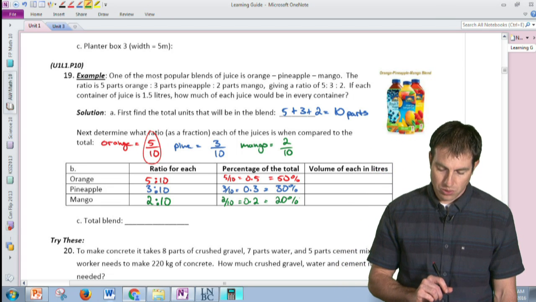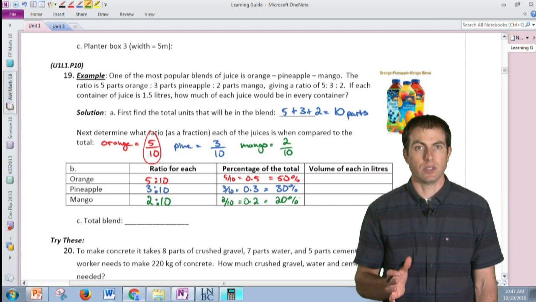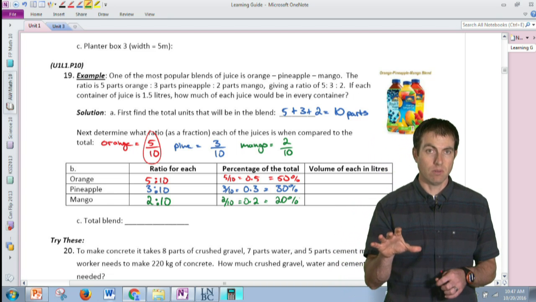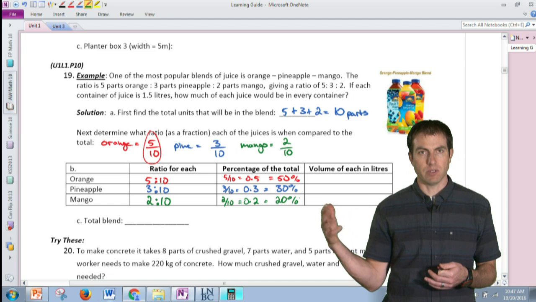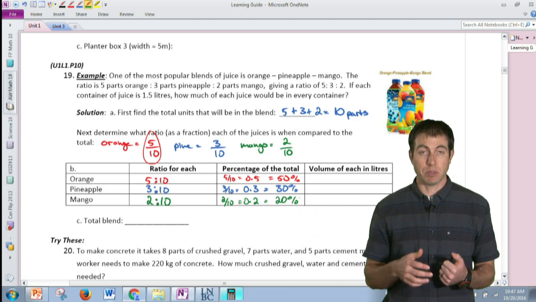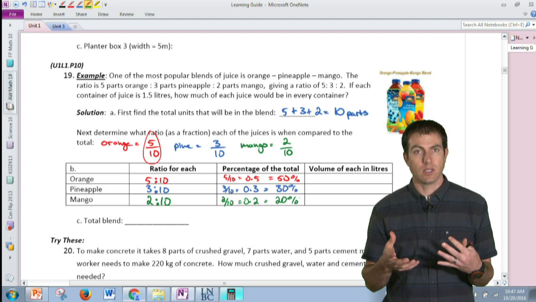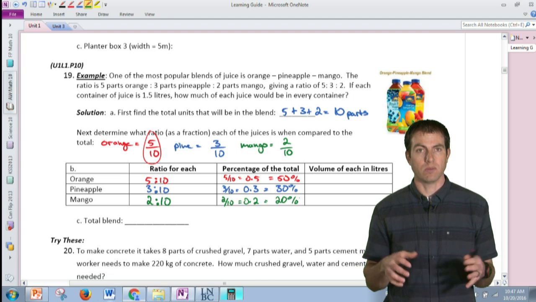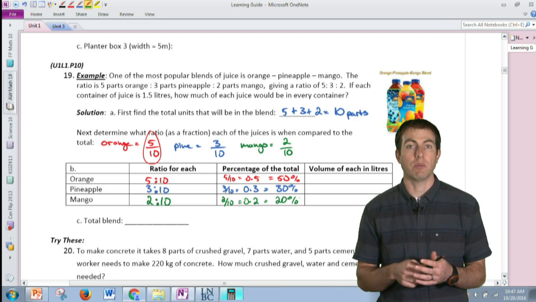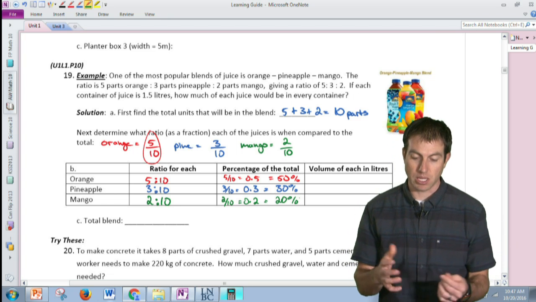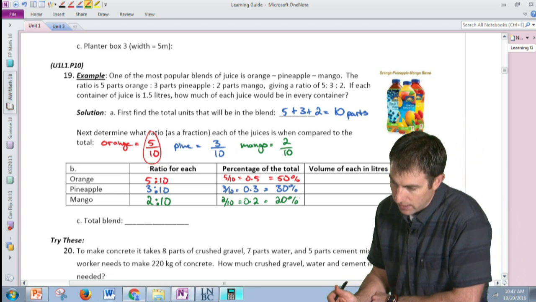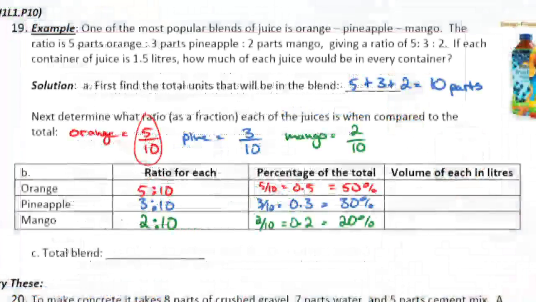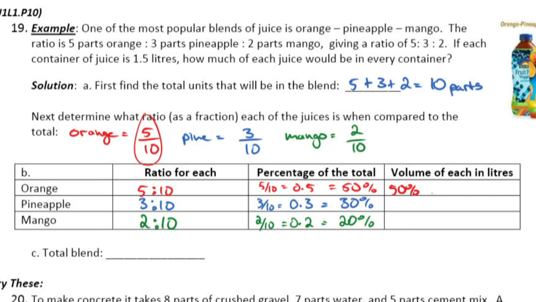Okay, the last thing we need to do is figure out how much volume of each of these things. So far we've talked about the ratio, like 5 parts of orange juice for every 3 and 2. Now we've talked about the percentage. Half of that juice is orange, but we don't know the volume. Because the container is 1.5 liters, we need to know how much volume of orange juice we need to add to make up this juice. So what we're going to do is take the percentage, and we need 50% of 1.5 liters. So basically half of 1.5.